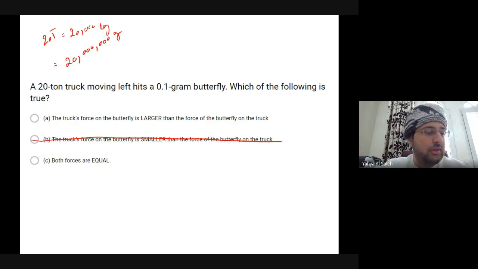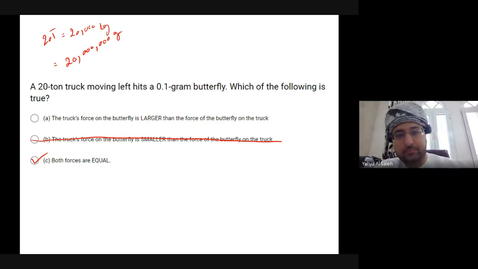Okay, so if we did a poll, I would usually find about 3 in 4 people telling me that A is correct, and only 1 in 4 people would tell me that both forces are equal. And the truth is, the correct answer is C. Both forces are equal. Now, I know your head is exploding, okay? How on earth can a 20-ton truck exert the exact same force as a 0.1 gram butterfly? Makes no sense.